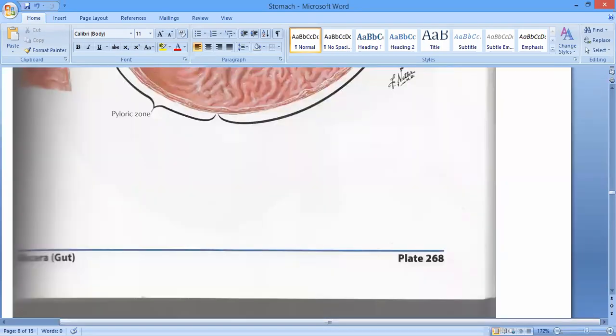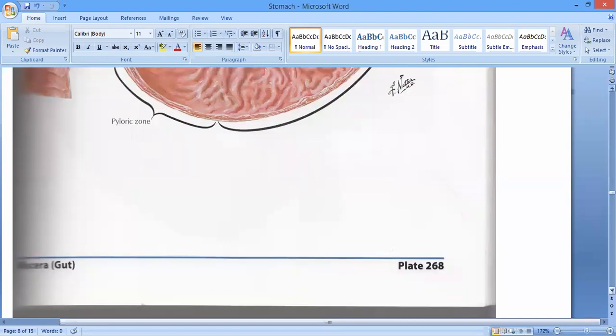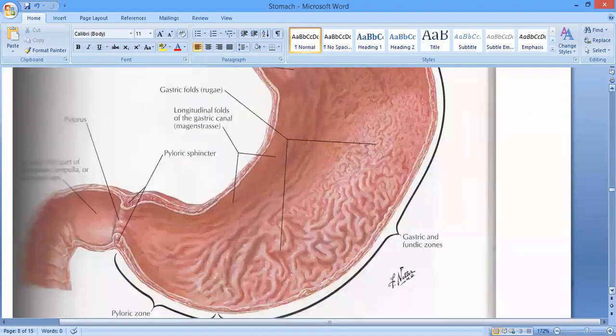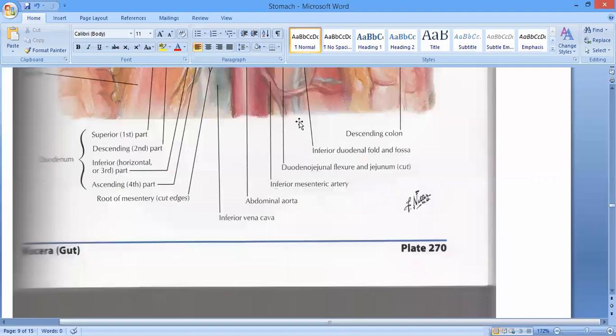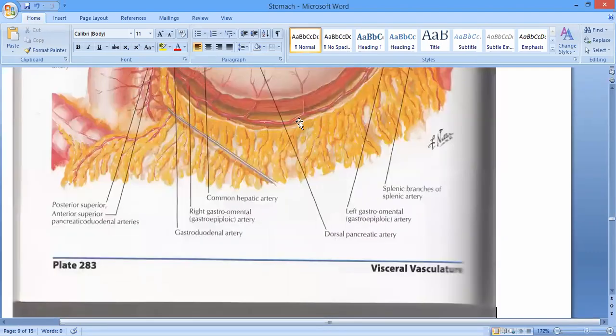Well, the mucosa of the stomach, I just told you. The inner surface of the stomach is thrown into folds, right? These are the gastric folds, here you can see. And we use a term for this, called the rugae, right? Okay. Now the blood supply of the stomach.